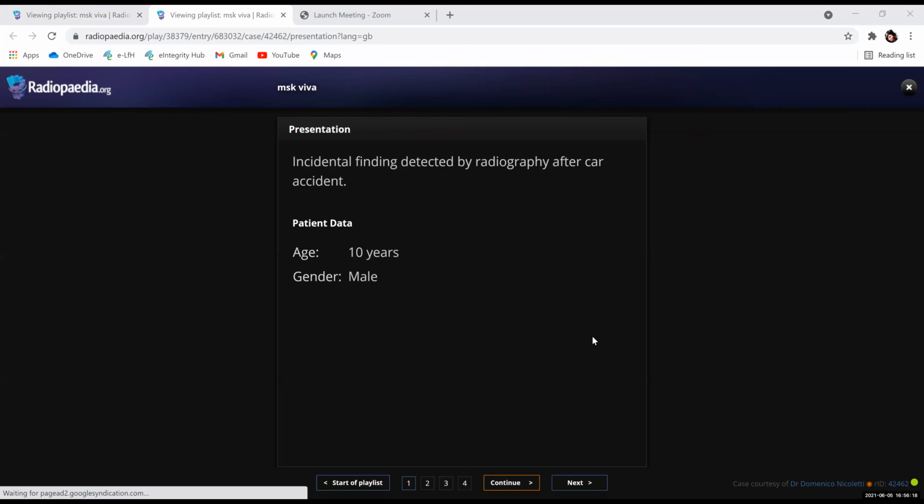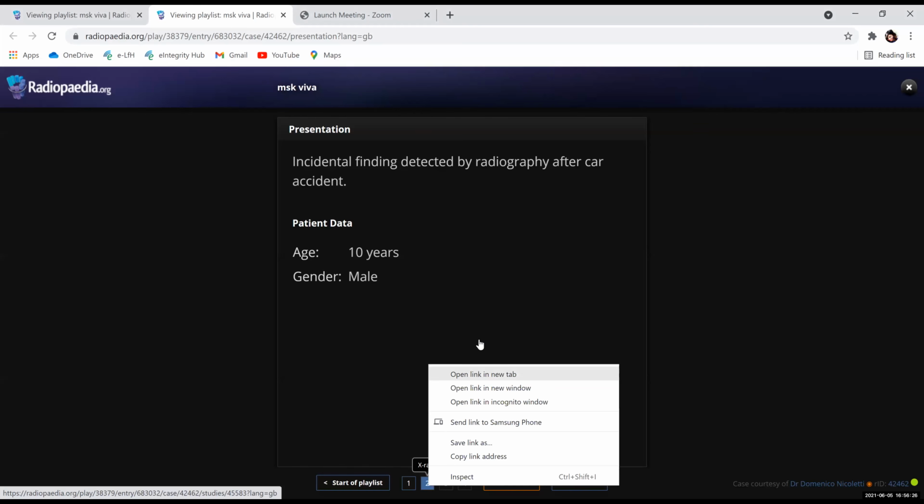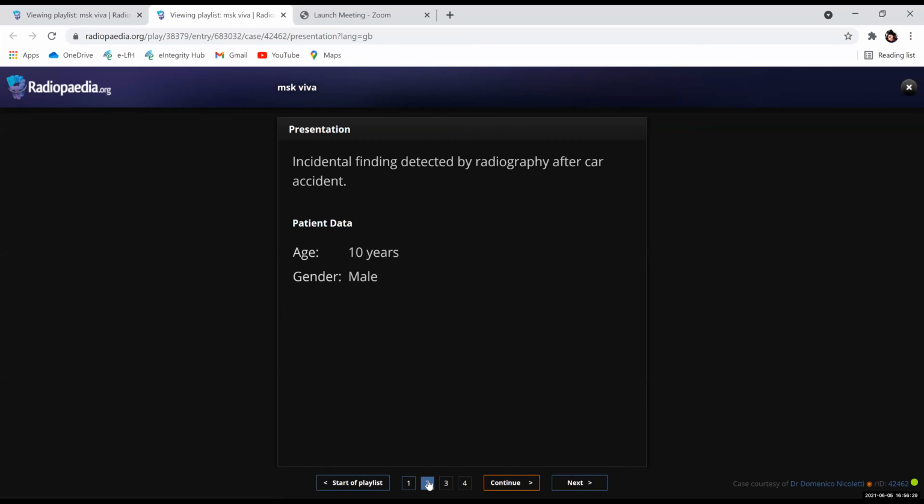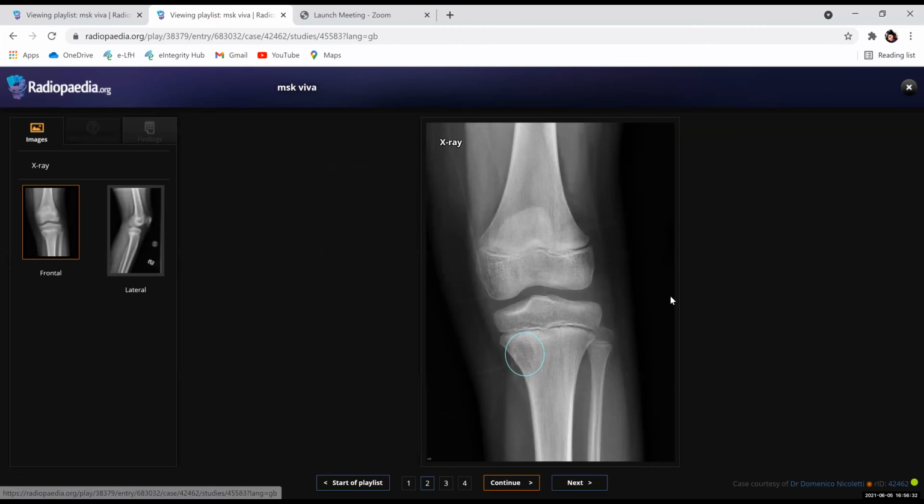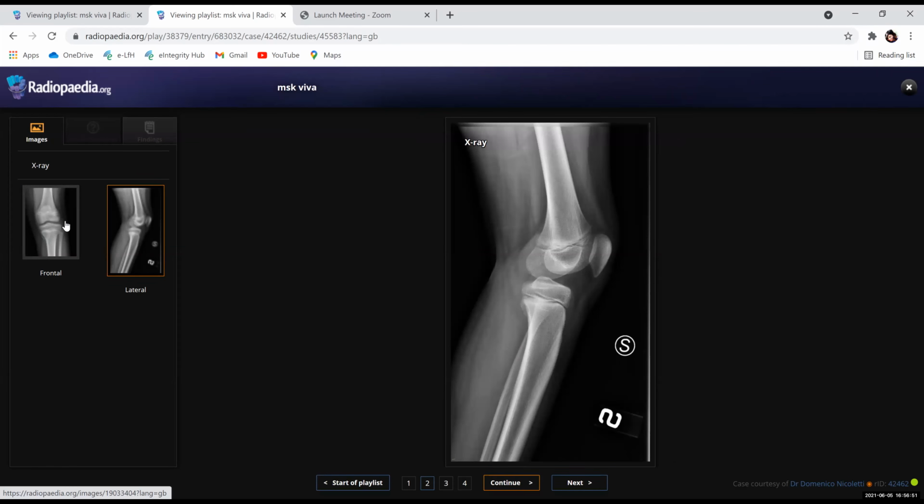So this is an incidental finding detected by radiography after a car accident. So there is a well-defined lucent lesion at the metaphyseal region of the tibia. I am seeing it in the frontal radiograph. So in my usual practice, I will compare this lesion with the lateral radiograph also. It's a benign appearing lesion. I'm not seeing it in the lateral view.